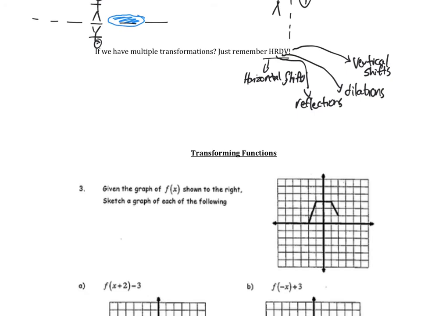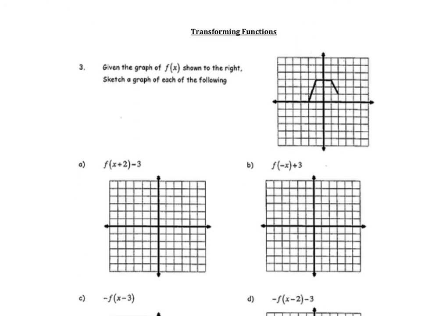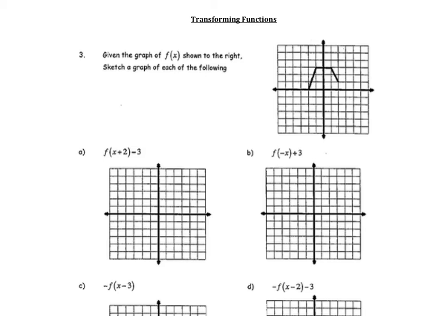So let's look at a couple, and then I'm going to let you try some on your own. Let's take a look at this function we have here. It says, given the graph of f of x shown to the right, sketch a graph of each of the following. What I'm actually going to do is redraw the given function here real quick, so you can kind of see the transformations in action. I'm just drawing a few of the points. So again, here is my original function. I'm using a dotted line to show you that it's the original function. I'm going to do the actual function in blue.